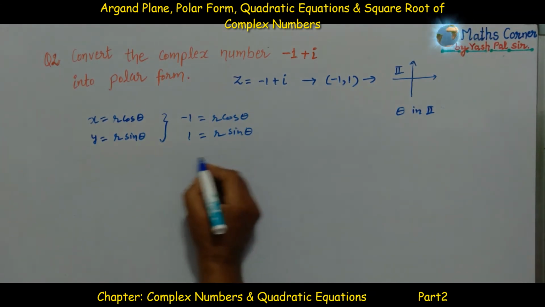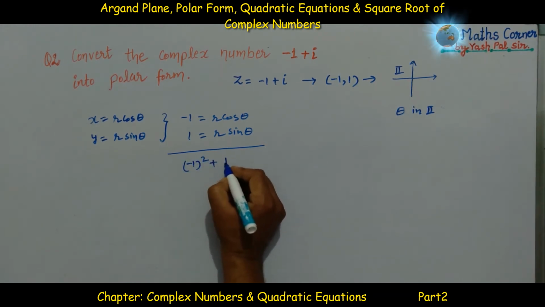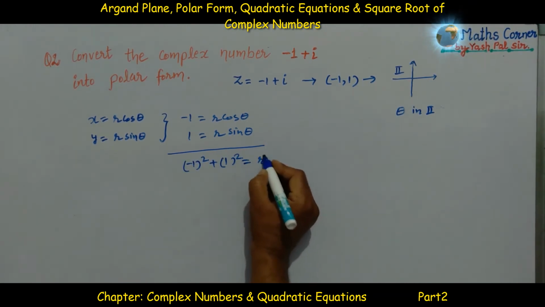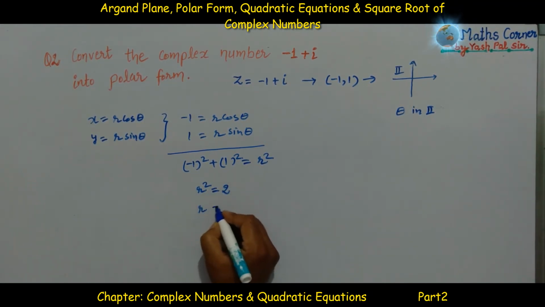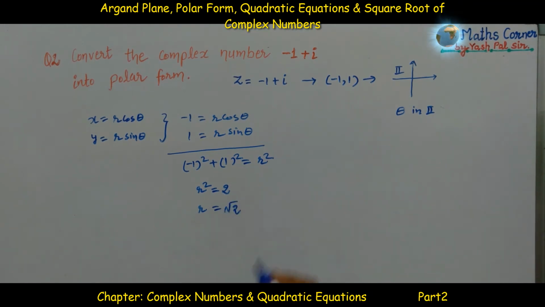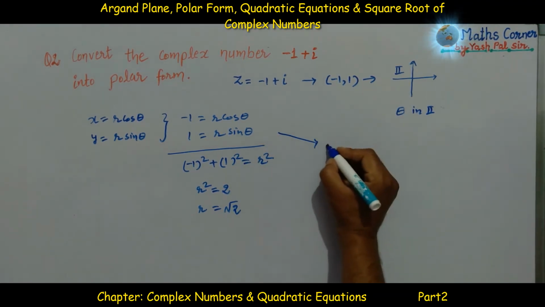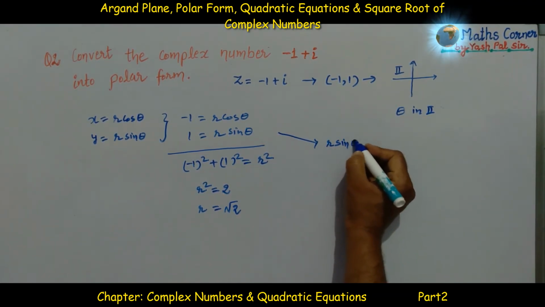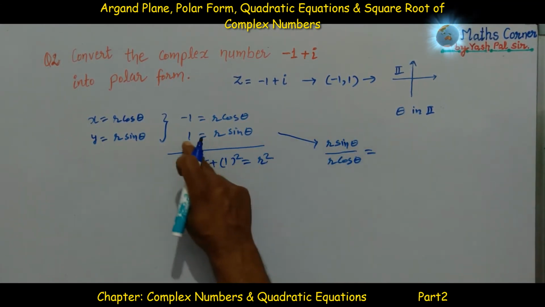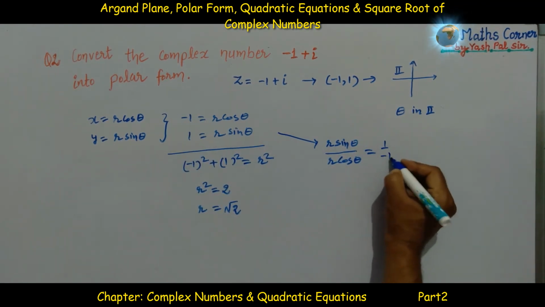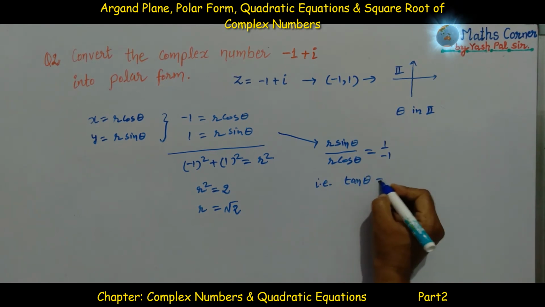First of all, squaring and adding: minus 1 whole square plus 1 whole square is equal to r square, which gives us r square equals 2, that is, the value of r is square root of 2. On dividing, we get r sin theta divided by r cos theta equals 1 upon minus 1, that is, tangent theta is equal to minus 1.